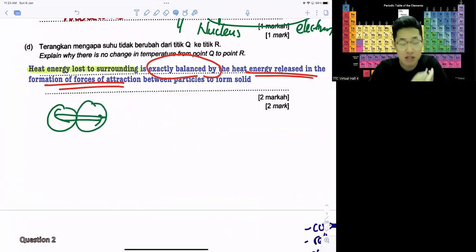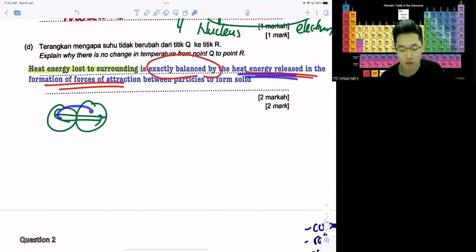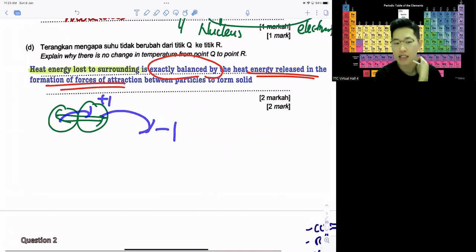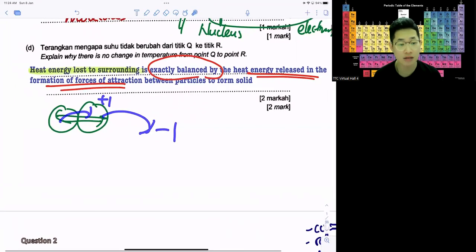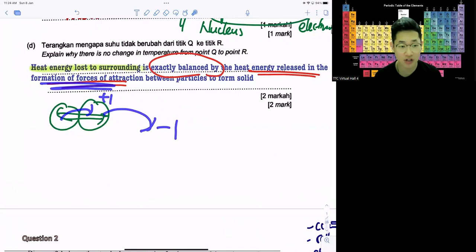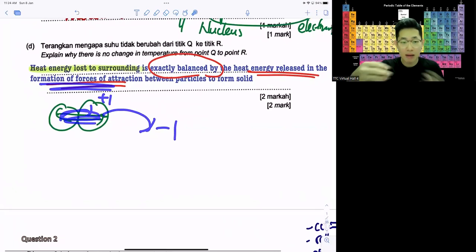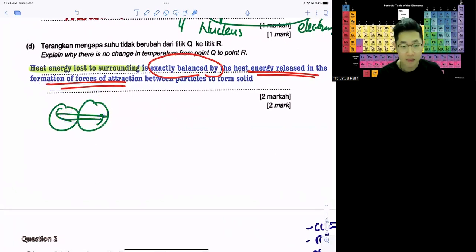So 当你抱着你的 friend 的时候 there will be heat energy released to you. So you lose your heat energy, and then you got the energy back from your friend. So 减一加一 this is why it is constant, 没有改变. Okay, so the heat energy is released during the formation of forces of attraction. So that means 它跟它抱在一起的时候，它会拿到这个热能。So between the particles to form a solid.